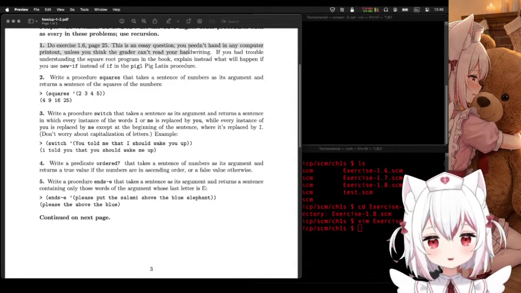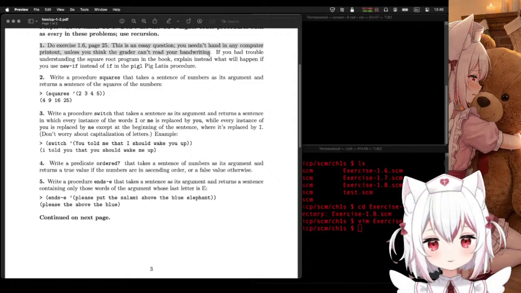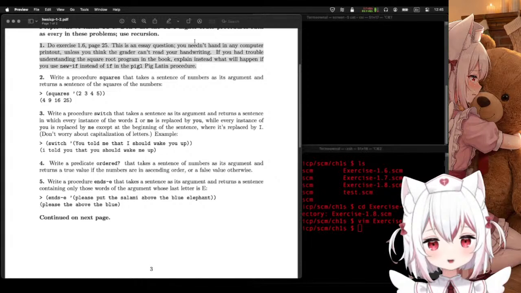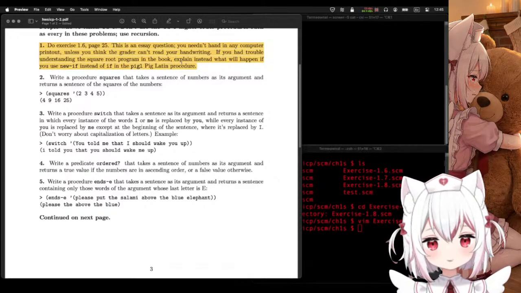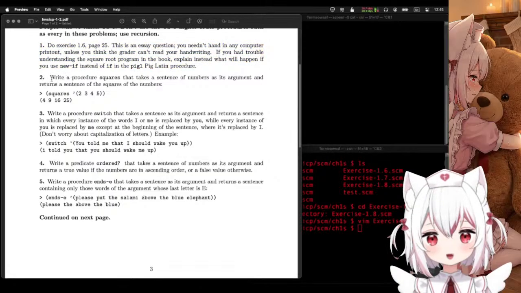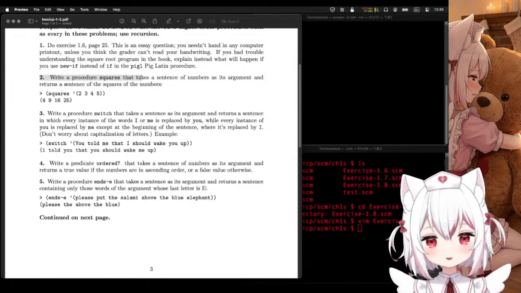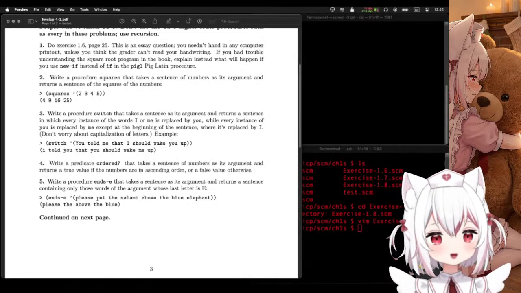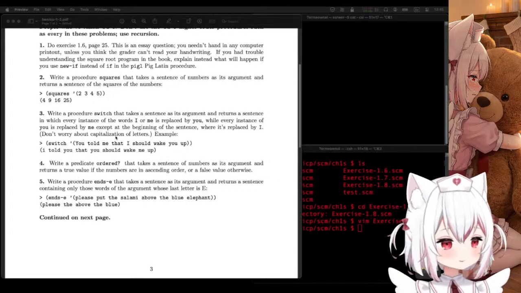This is an essay question, which I did already. We already did this one. Number 2, write a procedure squares that takes a sentence of numbers as its argument and returns a sentence of squares of the numbers.